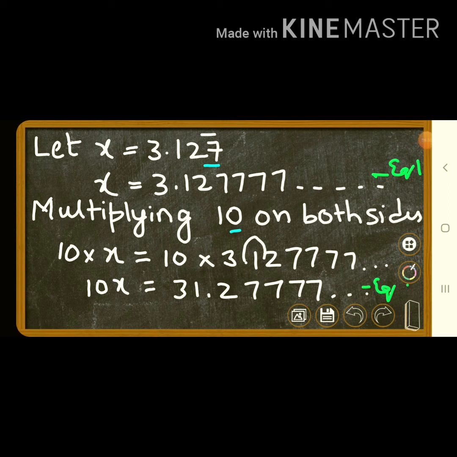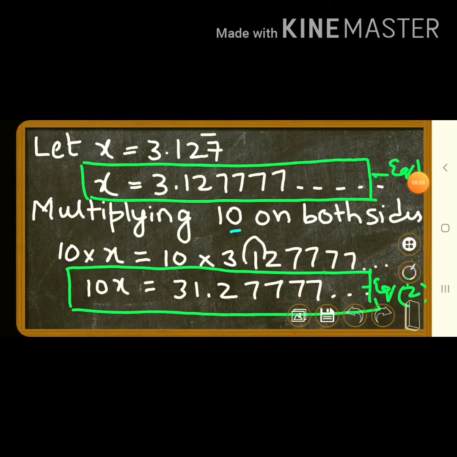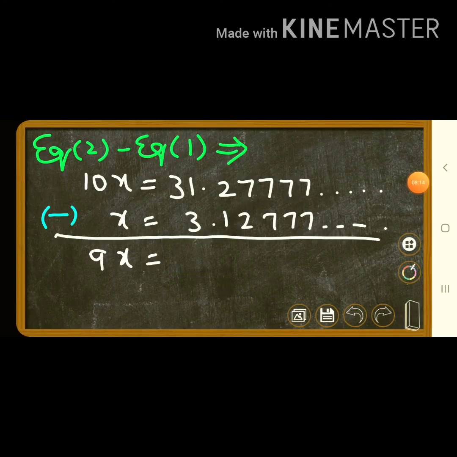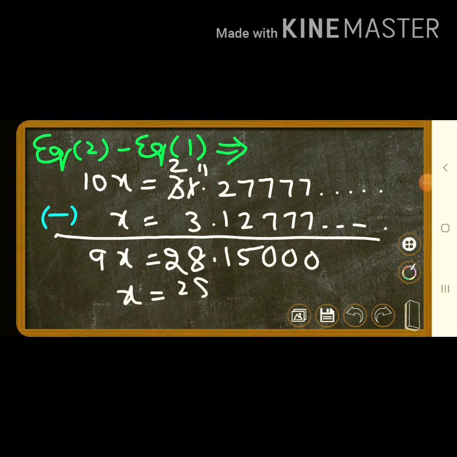Equation 1 and 2. Now we have to do what? Equation 2 minus equation 1. As we start doing the subtraction, here it is 0, 0, 0, 7 minus 2, 5, 2 minus 1, 1, and this becomes 11 minus 3, 8, and 2, 28.15. 10x minus x is equal to 9x. x is equal to 28.15 by 9.